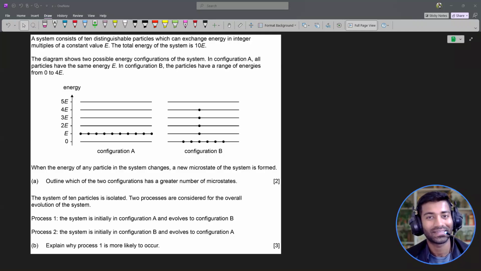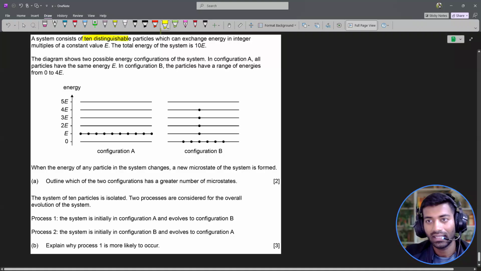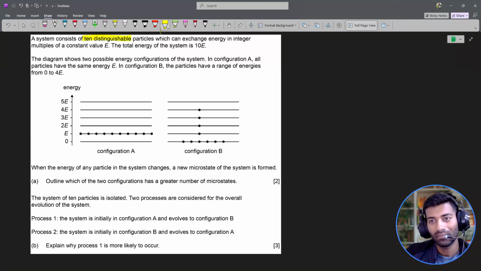Today, we are looking at a question from IB Physics, May of 2025, HL Time Zone 1. And this question is from Unit B.4, Paper 2. A system consists of 10 distinguishable particles which can exchange energy in integer multiples of a constant value E. The total energy of the system is 10E. The diagram shows two possible configurations of the system.